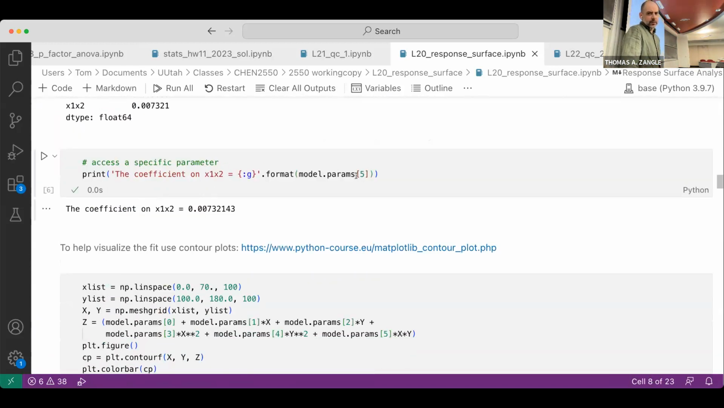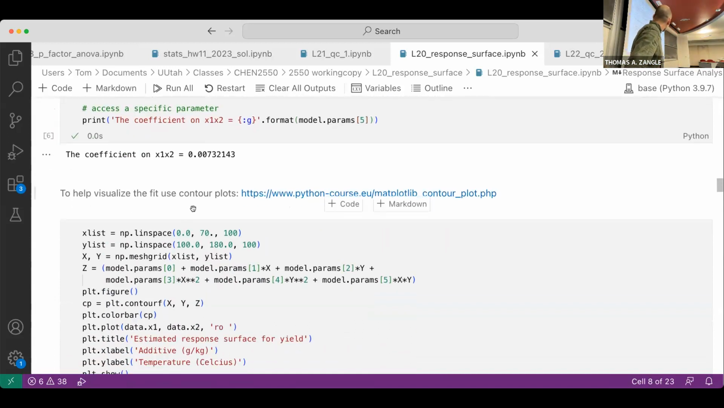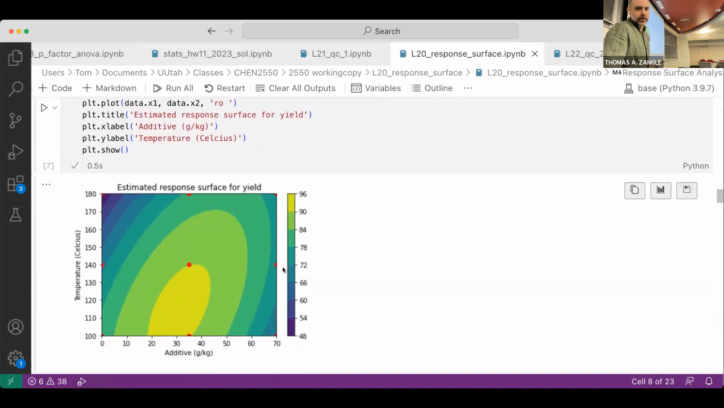We can then access a specific parameter by pulling out a single value from model.params. And now we're going to visualize these using contour plots, right? So we can actually visualize what the response surface looks like. It'll be a 3D surface, right? So it's a surface over two different factors. And this is what that looks like.